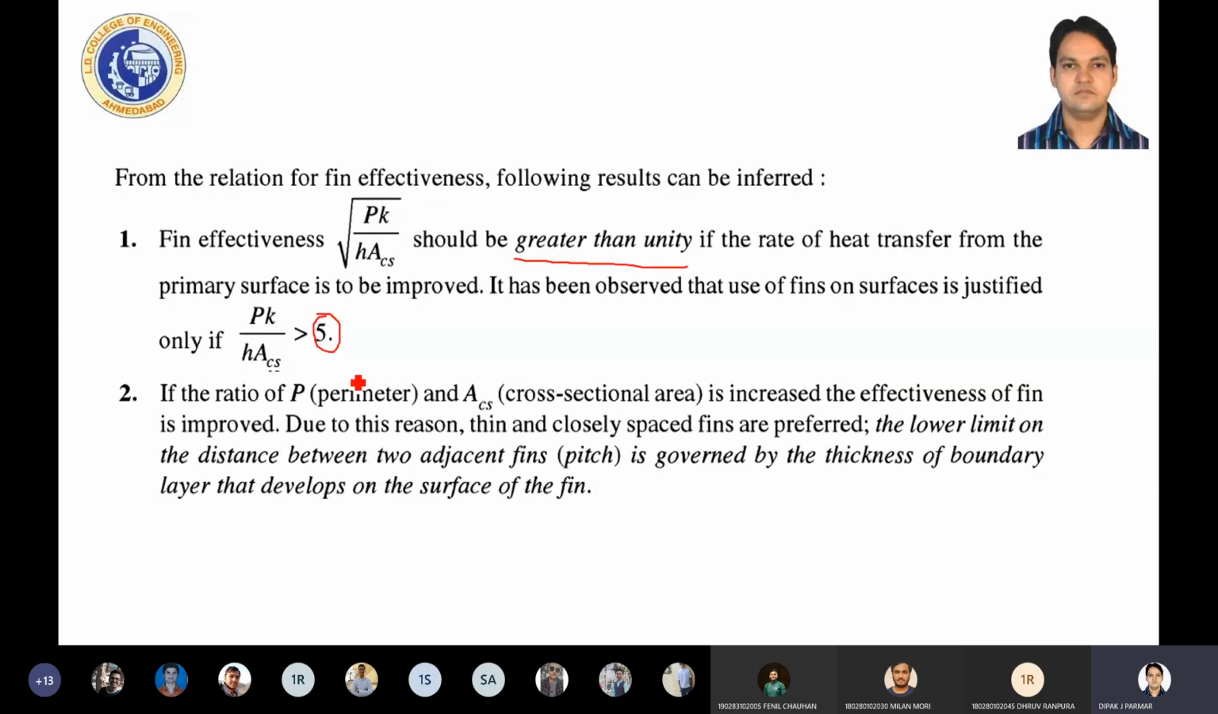Means if you increase the perimeter and cross section area, the effectiveness of fin will be improved. Due to this reason, thin and closely spaced fins are preferred.